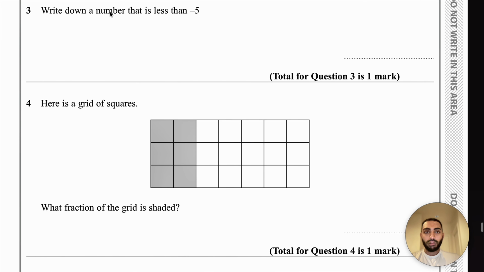Question 3. Write down a number that is less than minus 5. So I've got minus 5 on my number line. 0 would be over here. I just need anything to the left of negative 5. So that could be negative 6 or anything smaller than that.